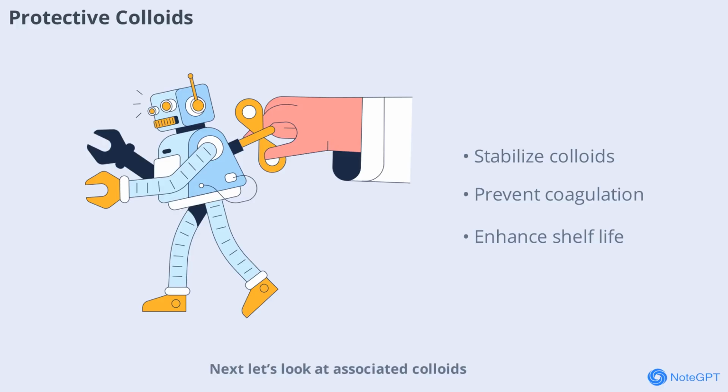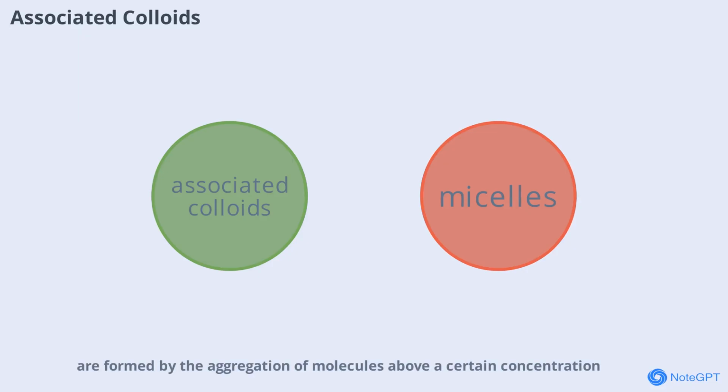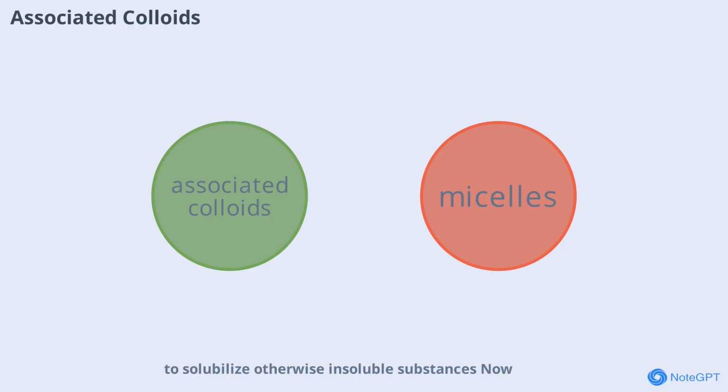Next, let's look at associated colloids. Associated colloids, also known as micelles, are formed by the aggregation of molecules above a certain concentration, called the critical micelle concentration. Soaps and detergents form micelles in water, allowing them to clean and emulsify oils. Associated colloids are important in cleaning, personal care, and pharmaceuticals. Their unique structure enables them to solubilize otherwise insoluble substances.